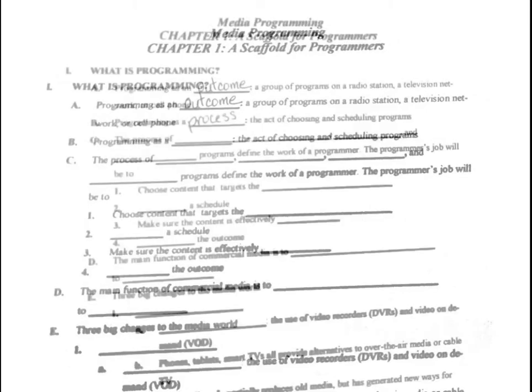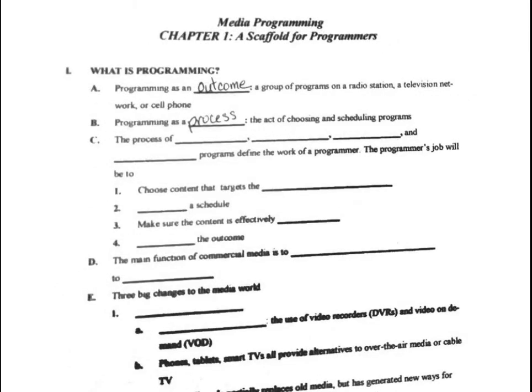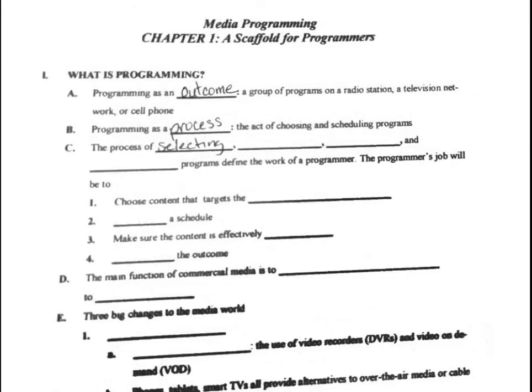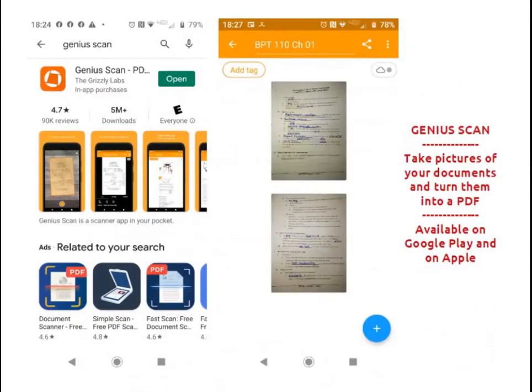If you choose the write-in option, you'll need a way to scan your completed work so that it can be sent back to me. If you don't have a scanner at home, there are various apps that you can use with your smartphone that will allow you to take a picture of each page and convert the pictures to PDF. One app available on both Android and Apple is called Genius Scan. You can do the same thing with your study questions.